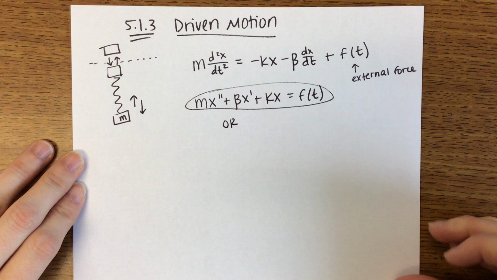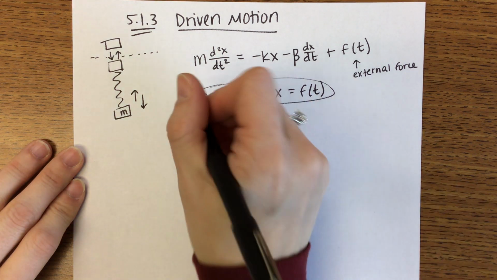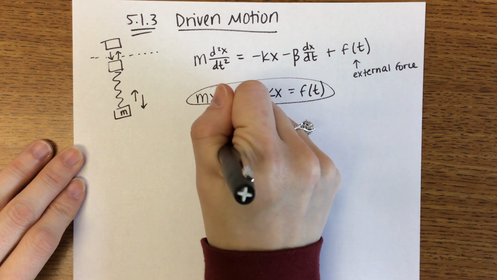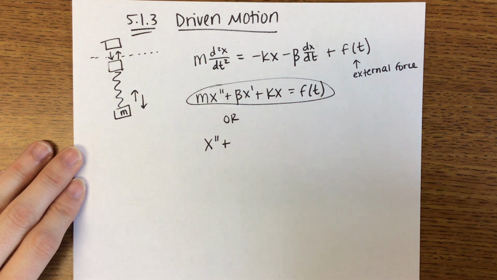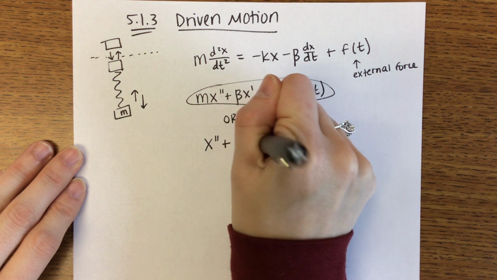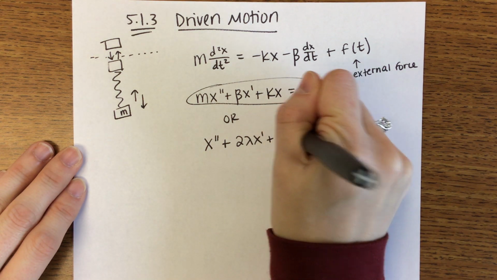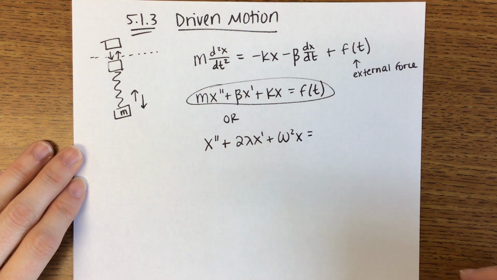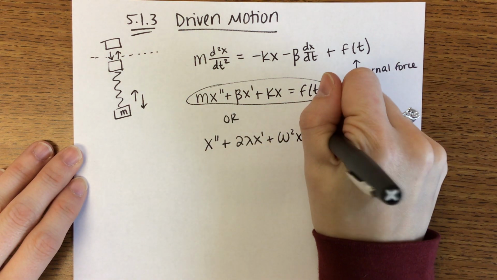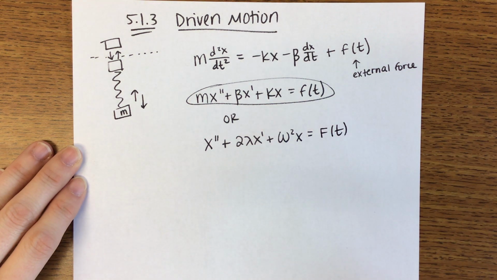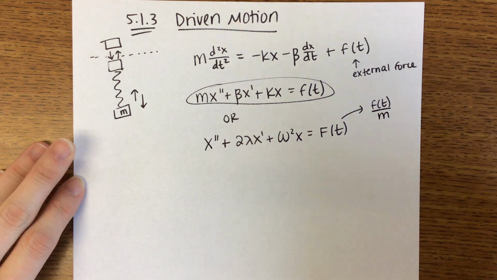Or if you want to remember one that's a little more complicated, you can also put this in standard form by dividing by m, so you would get x double prime, plus beta divided by m, which yesterday we made 2 lambda, plus k divided by m, which we made omega squared. This little f gets divided by m also, and generally we then put big F of t, remembering that that's equal to little f of t divided by m.